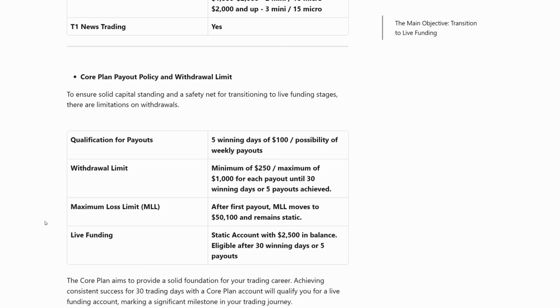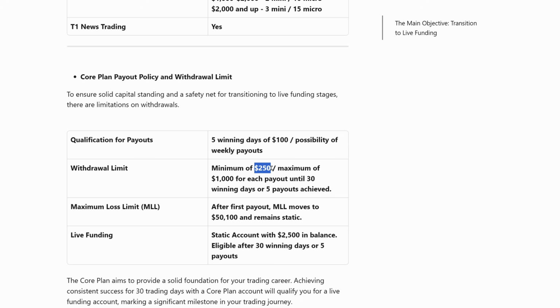All right. If we're able to meet these objectives, what are the rules around potential payouts? You can see qualification for payouts, 5 winning days of $100 or more. They say it's possible for weekly payouts, that's assuming you make it through the week flawless every single day, you make at least $100. And we know in trading, nothing goes exactly as planned every single day. If you look at the withdrawal limit, you have to withdraw a minimum of $250.